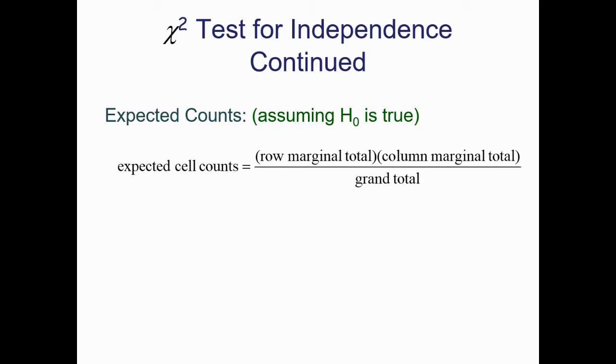So row total times column total divided by the grand total.